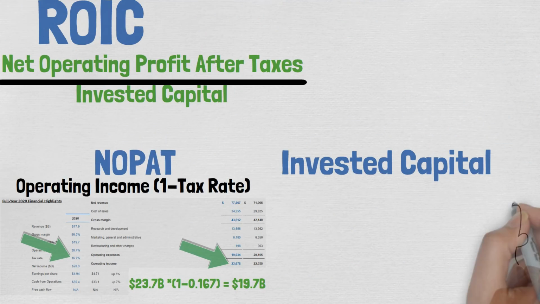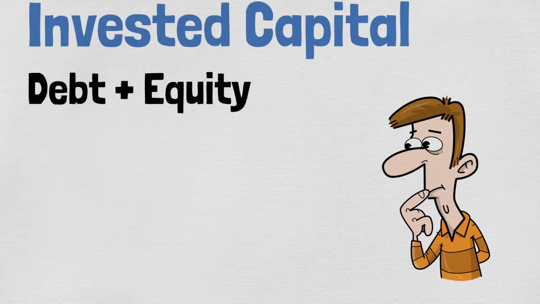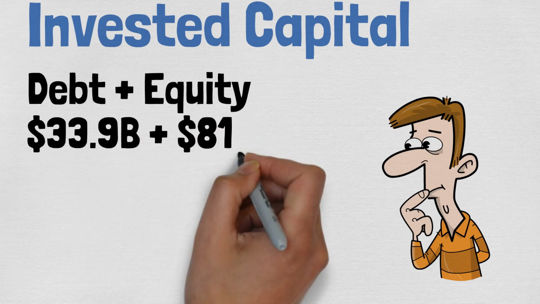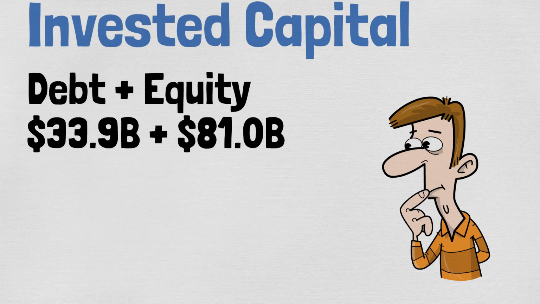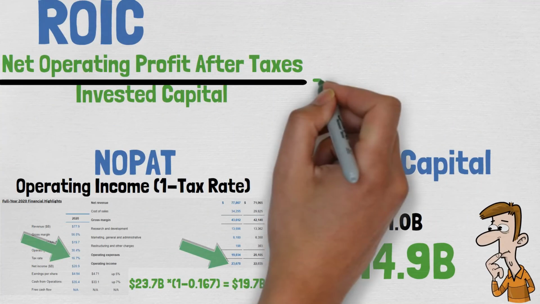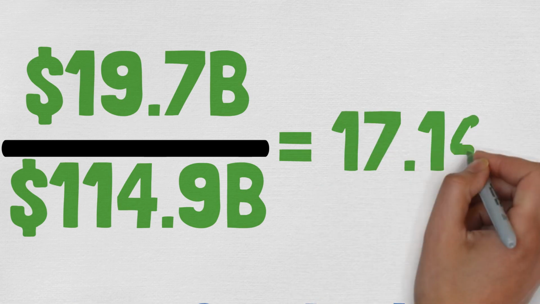There are many ways to calculate the invested capital, but the easiest way is to add debt to equity. Intel's 2020 debt was $33.9 billion and 2020 equity was $81 billion, so the invested capital was $114.9 billion. The 2020 return on capital invested for Intel is 17.14%.